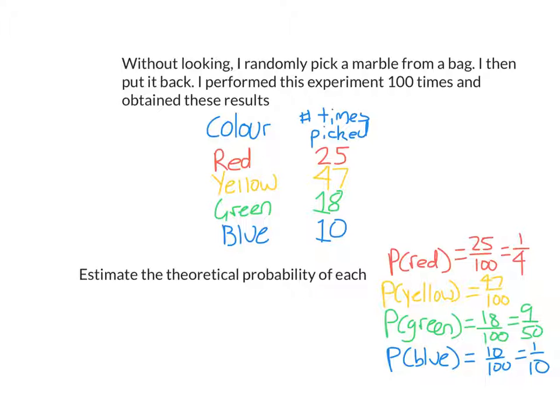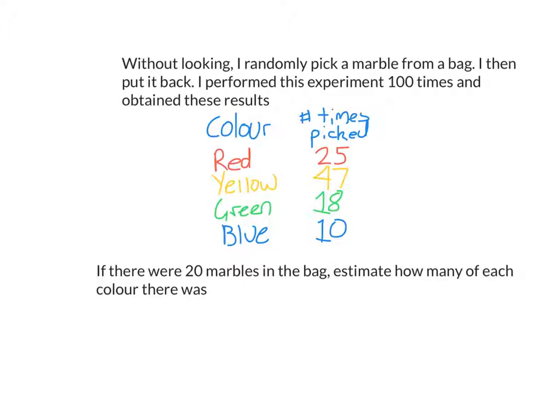So similarly for green and blue, I'll estimate their theoretical probabilities as 9 over 50 and 1 over 10 respectively. So that's how we can use experimental probabilities to just give us a guess as to what the theoretical probability might be. So now we're going to do a different question. Please pause and copy down the bottom if you need it. So now I'm saying that the bag actually contained 20 marbles, and I'm going to estimate how many were red, yellow, green, and blue. So remember, that's okay because I put the marble back each time, so I could still perform the experiment 100 times.